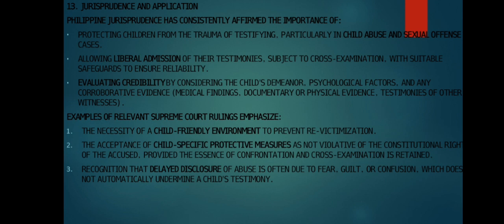Next, examples of relevant Supreme Court rulings emphasize, number 1, the necessity of a child-friendly environment to prevent re-victimization. Number 2, the acceptance of child-specific protective measures as not violative of the constitutional rights of the accused, provided the essence of confrontation and cross-examination is retained. Number 3, recognition that delayed disclosure of abuse is often due to fear, guilt, or confusion, which does not automatically undermine a child's testimony.